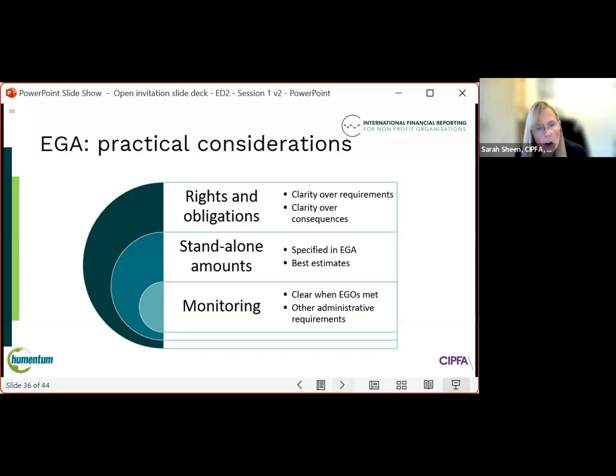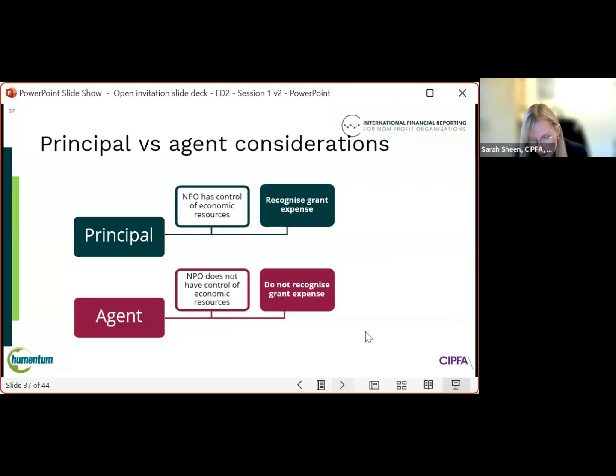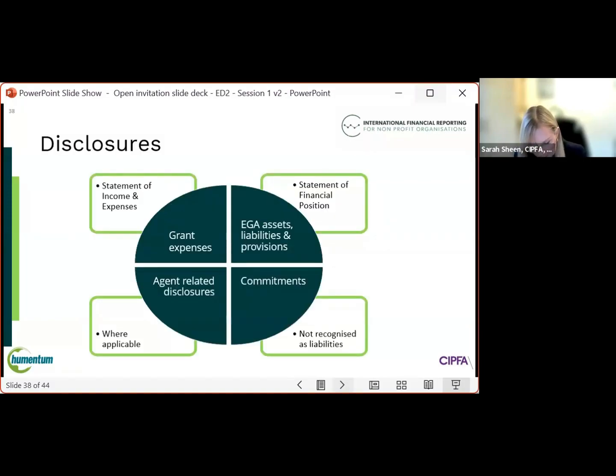Next slide. In terms of principal and agent, this isn't any different from normal accounting arrangements, but MPOs have control of resources and therefore they are principal, and they are agents when they do not have control of resources and therefore do not recognise expense. Next slide. There are some disclosures about the purpose of the EGA, the existence of the potential consequences of variable consideration, which I've talked about, significant payment terms, and the nature of the resources transferred.